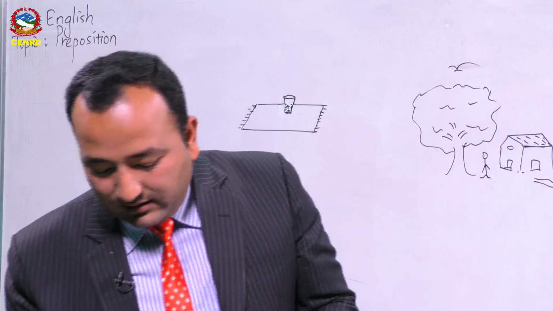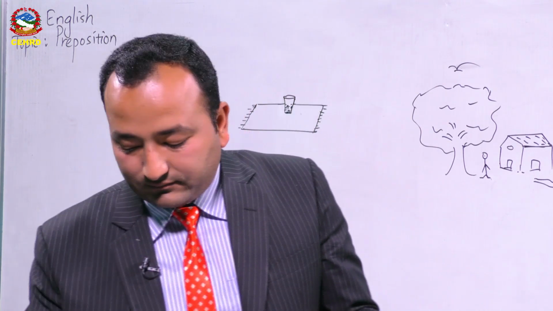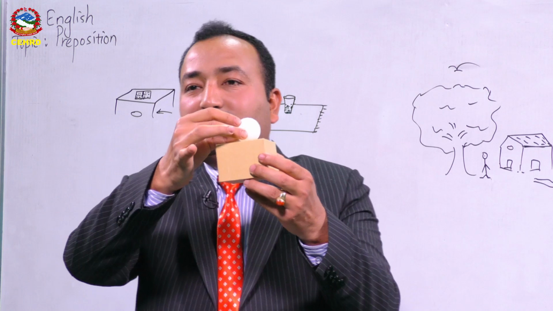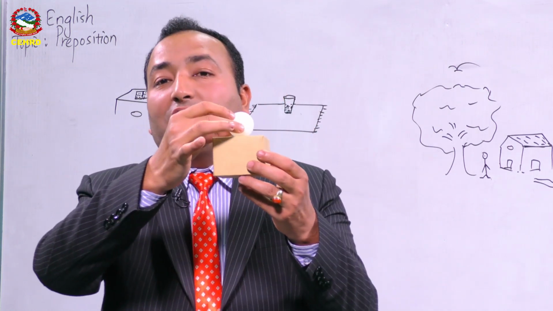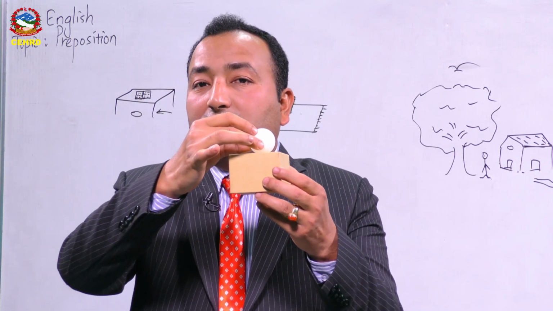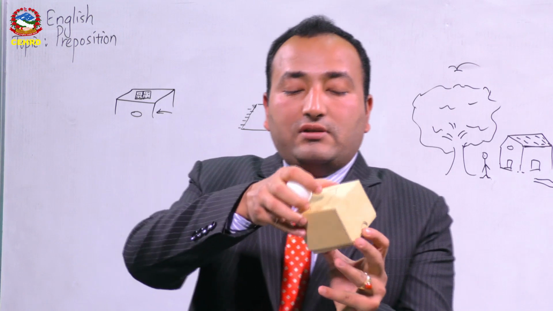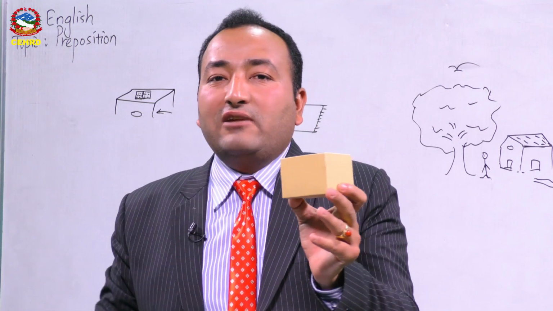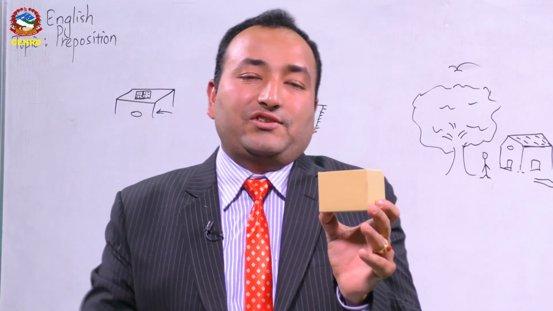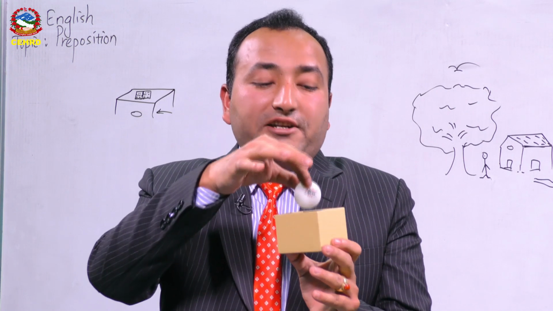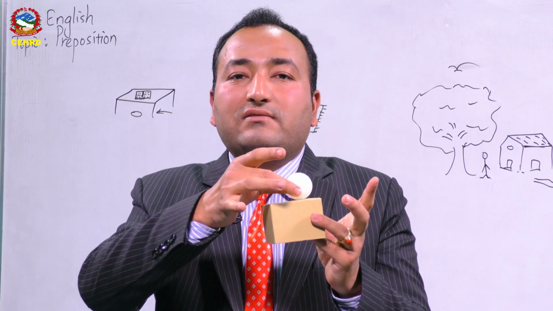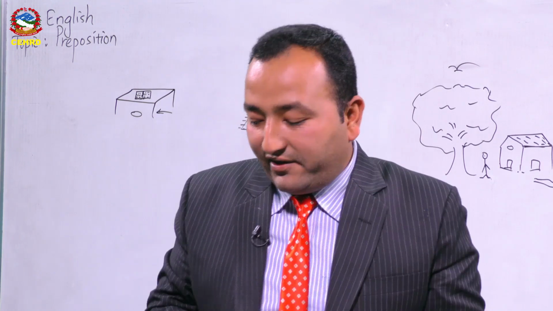Next, let me ask you another question. Okay, this time the ball is here. Can you see? So where is the ball? Where is the tennis ball? It is on the box. Where is the ball now? The ball is inside the box. This means in the box, right? So don't get confused. In the box, on the box. Why? Let me explain it.